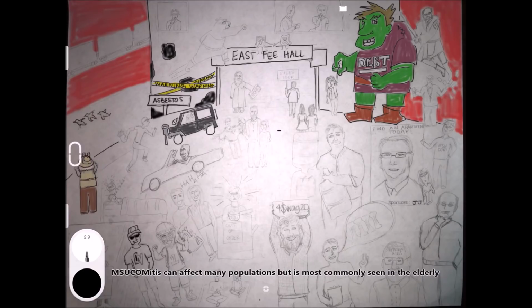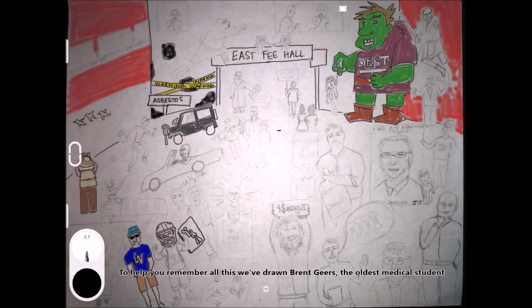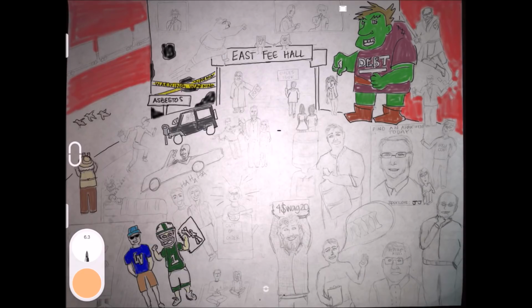MSUCOM can affect many populations, but is most commonly seen in the elderly, neonates, and of course, medical students. To help you remember all this, we've drawn Brent Gears, the oldest medical student, along with Sparty Mike, who is holding a young and aging course back.